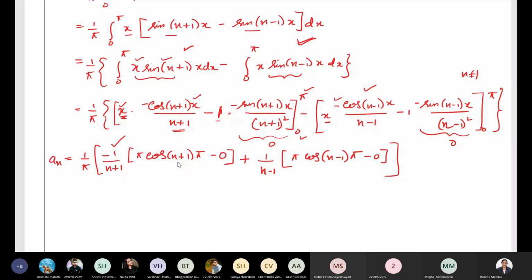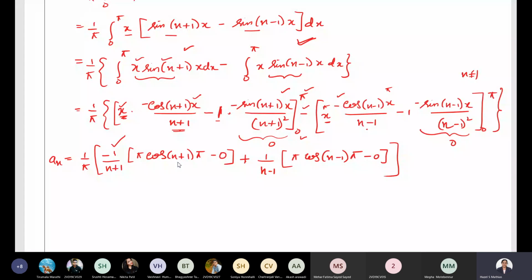When you come over this term, similarly what happens? Minus of minus, here there are two minus signs, it will become plus 1 by n minus 1. Put the upper limit pi, so pi cos n minus 1 pi. Lower limit is 0, so it is going to be 0. So next, what do we get from this? Just check.